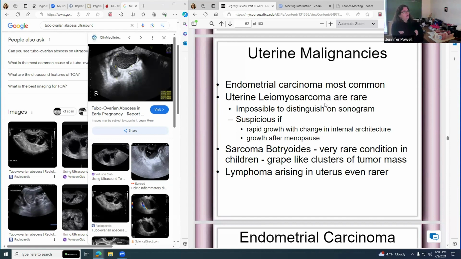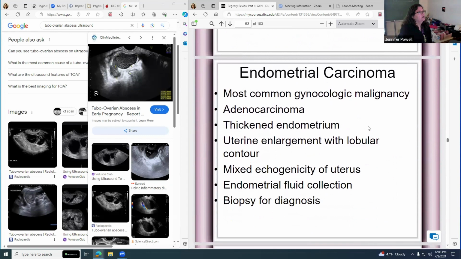Sarcoma botryoides, I don't know what that is, but it is a very rare condition in children. Grape-like clusters of tumor mass. Lymphoma arising in the uterus is even rarer. So endometrial carcinoma is the most common, the most common gynecological malignancy.